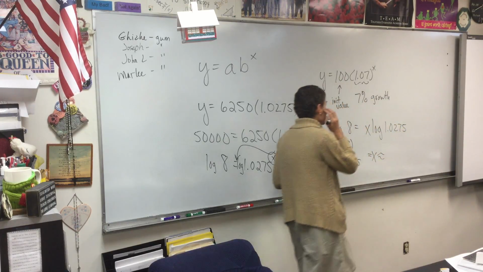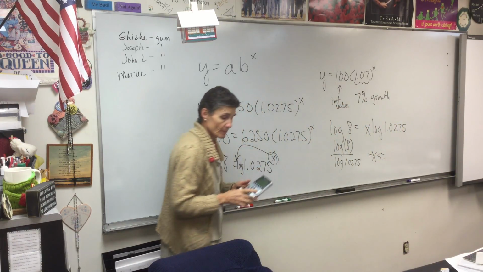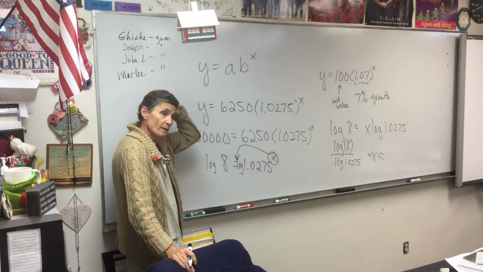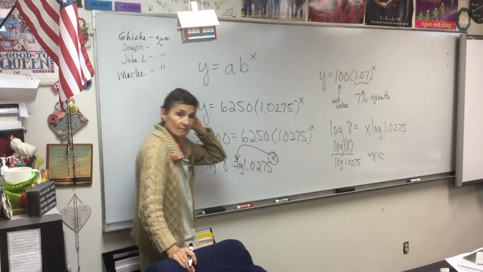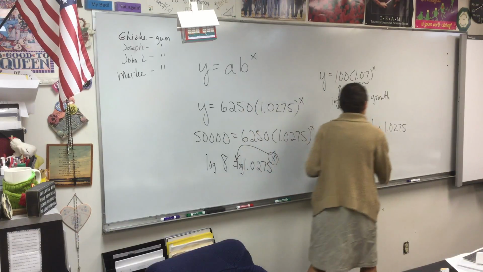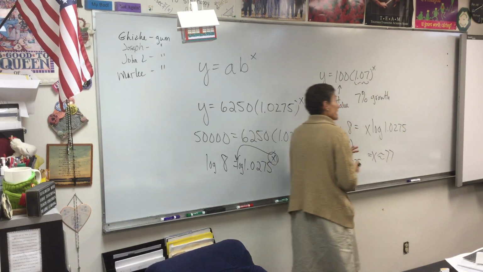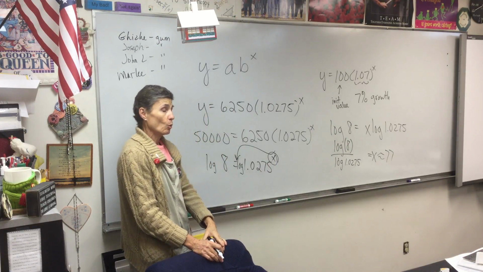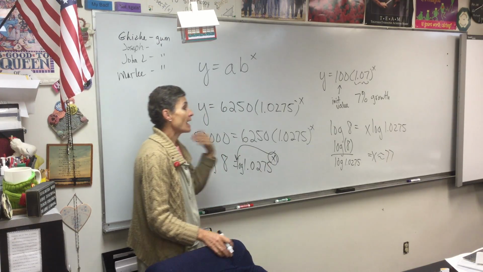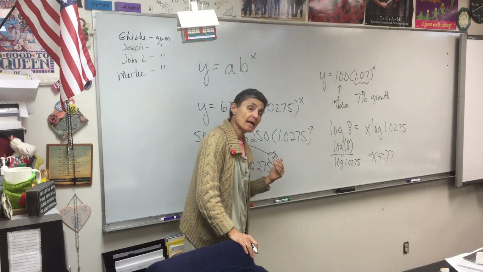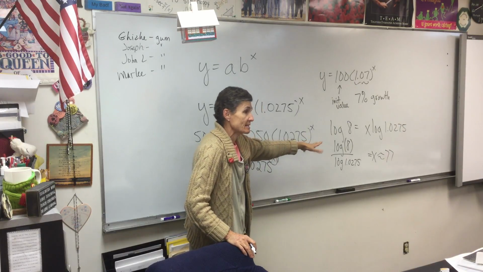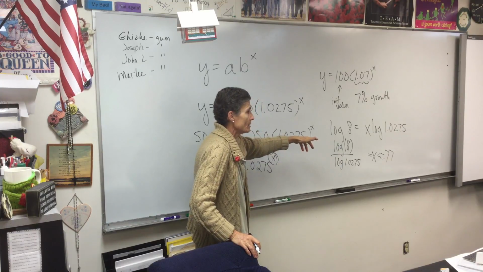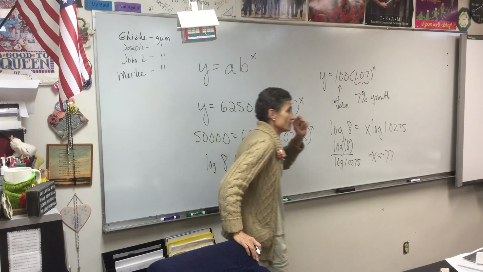I'm going to round off to the nearest year, just to keep it simple. So the nearest year would be how many years? 77. Now I want to make sure though that you answer the question that was asked. The question didn't say in how many years. If it said in how many years, we would say 77 or 76 point whatever it was. But what does the question say?